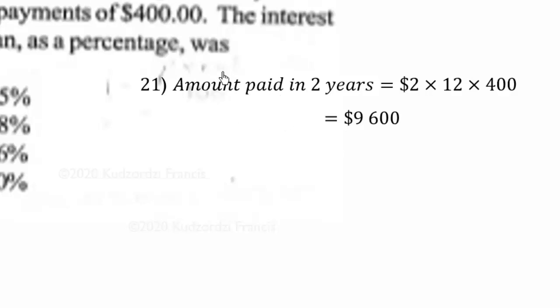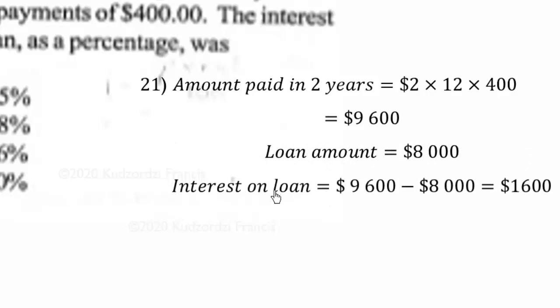Now, if we had paid the loan outright, then the amount you're supposed to pay is 8,000. So we need to find the profit. So the loan amount is 8,000. The interest on the loan will be 9,600 minus 8,000, which is $1,600.